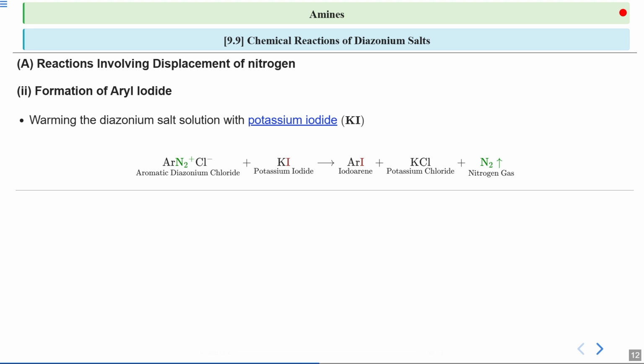If you see the reaction, we warm the aromatic diazonium chloride with potassium iodide, and this potassium iodide provides the iodide ion, which replaces the nitrogen group and forms iodoarene. You will see this N2 is replaced by this iodine over here. So it forms iodoarene, potassium chloride and nitrogen gas. So this is about the formation of aryl iodide.